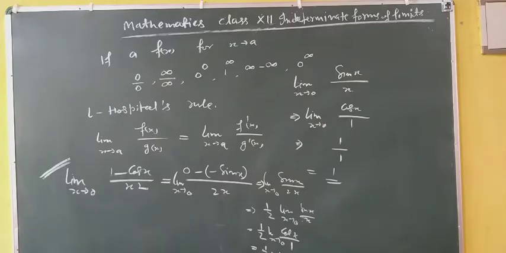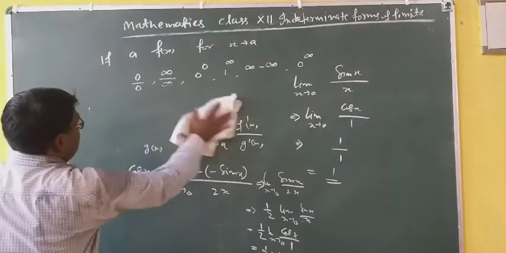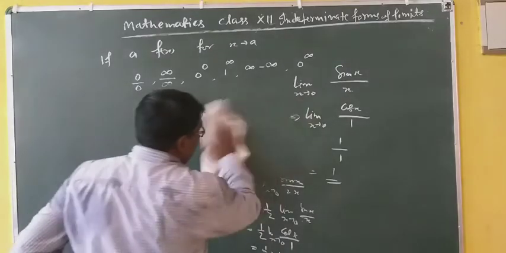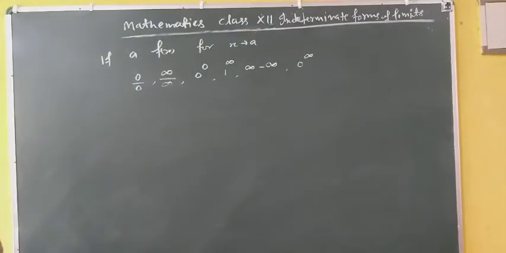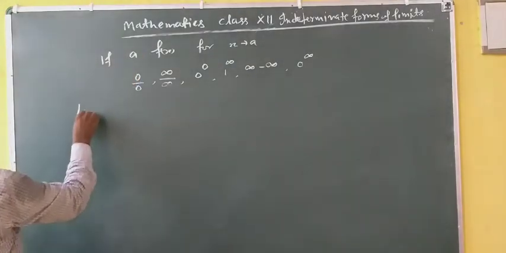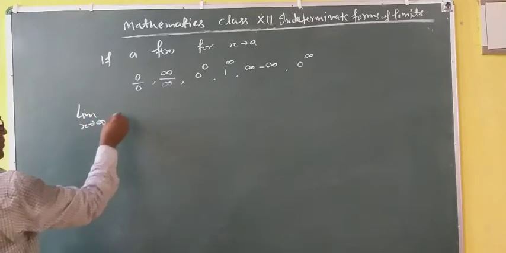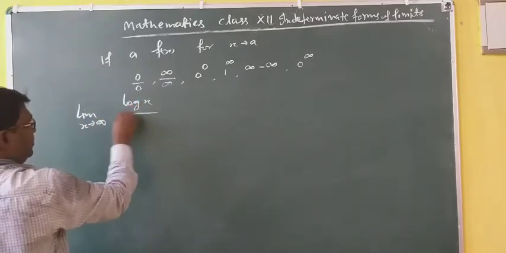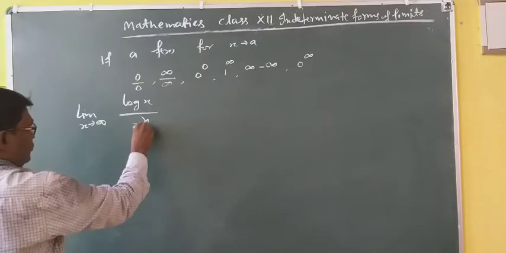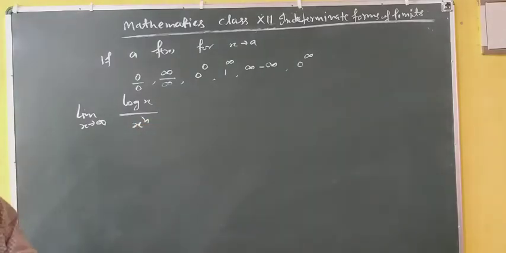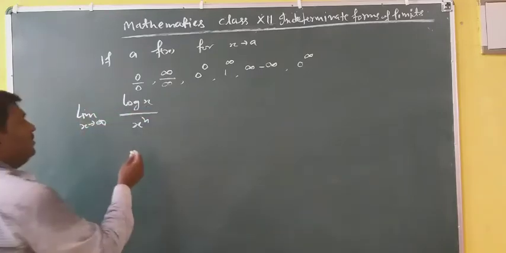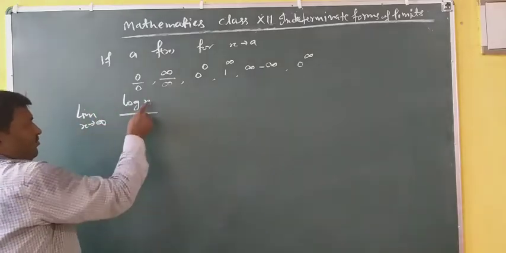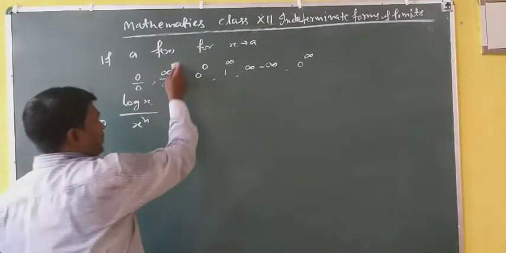log x upon x power n. Limit x tends to infinity, log x upon x power n. Just see, if we put directly infinite in the place of x, log infinite is infinite, and x power n is infinite too, so infinite upon infinite, an indeterminate form.